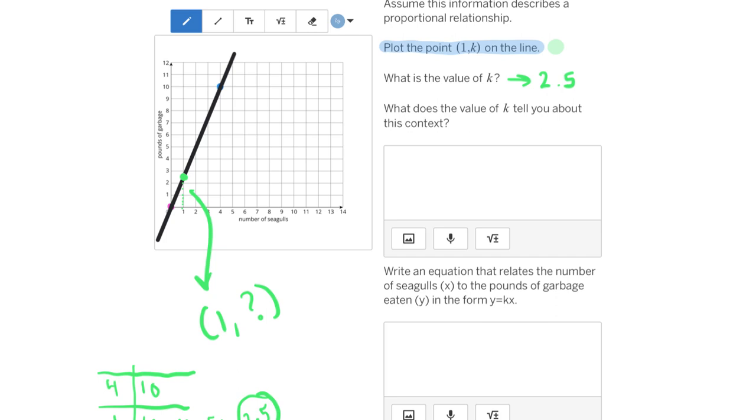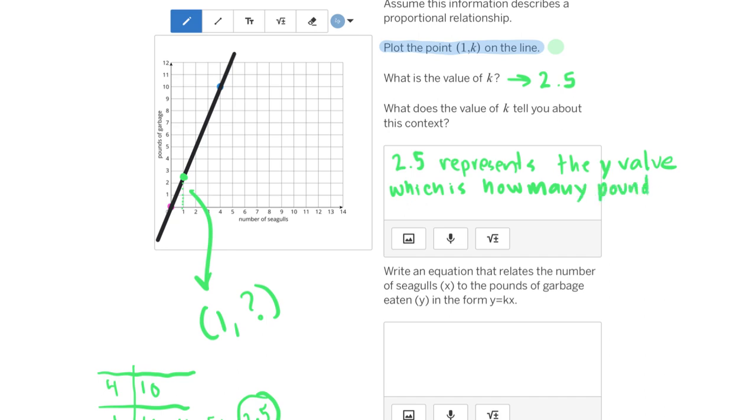The value of K in this context, so this 2.5, represents the y value. Now that doesn't help us too much though. So 2.5 represents the y value, which is how many pounds of garbage one seagull eats.